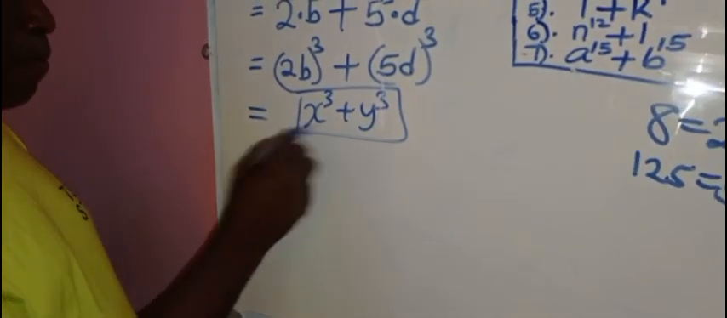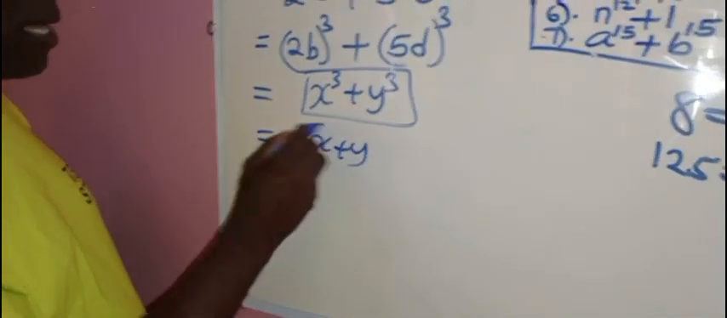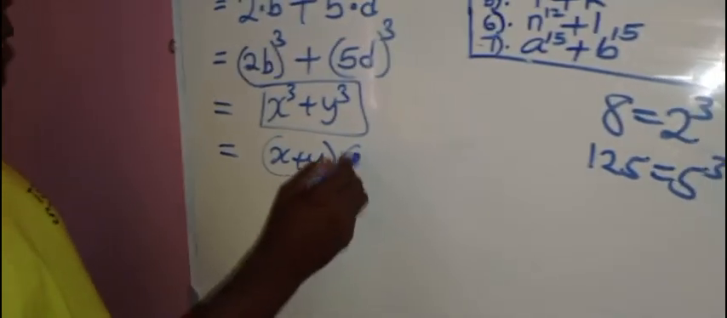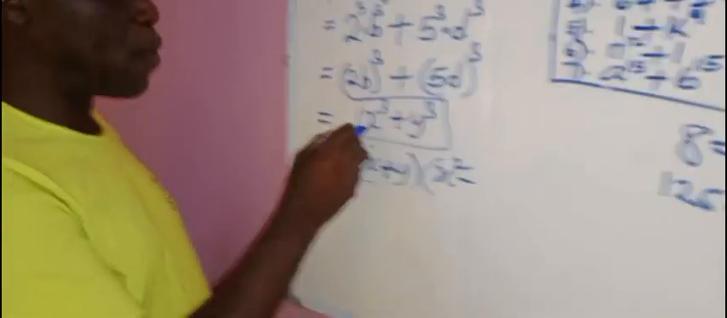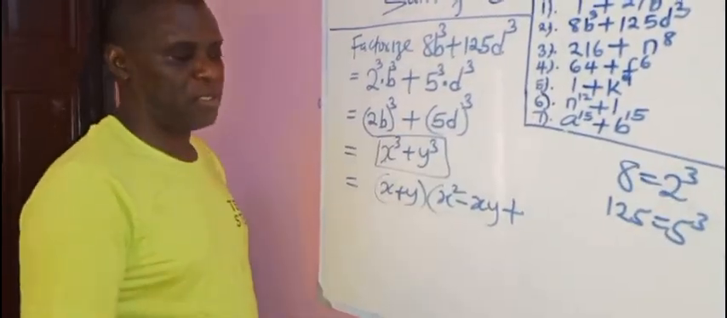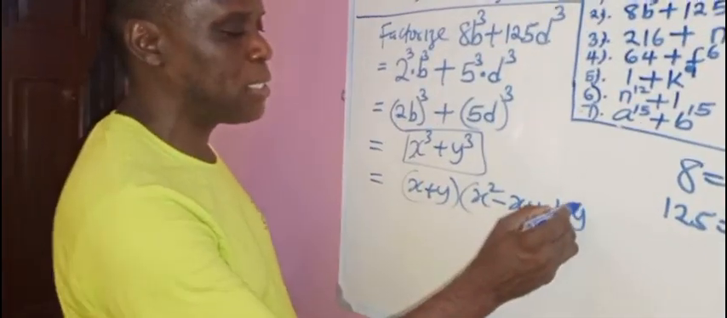So this is x plus y, that's the method. Then you pick x, you square it. Since this is plus, what will follow will be minus. You pick one x, pick one y, that will give you xy. It always ends with plus. Then you pick one y and square it.